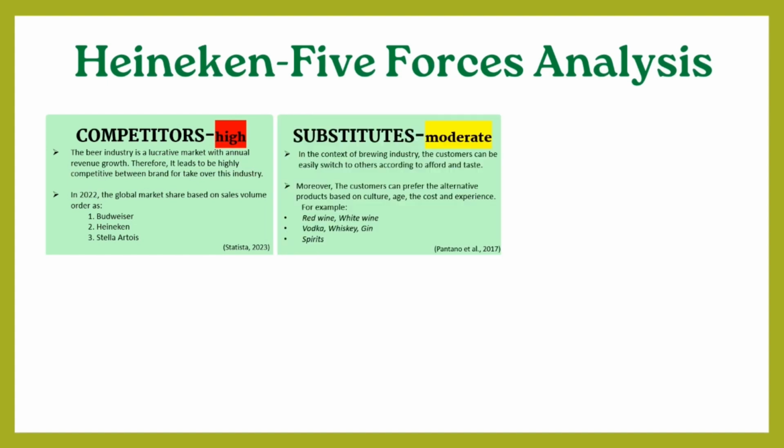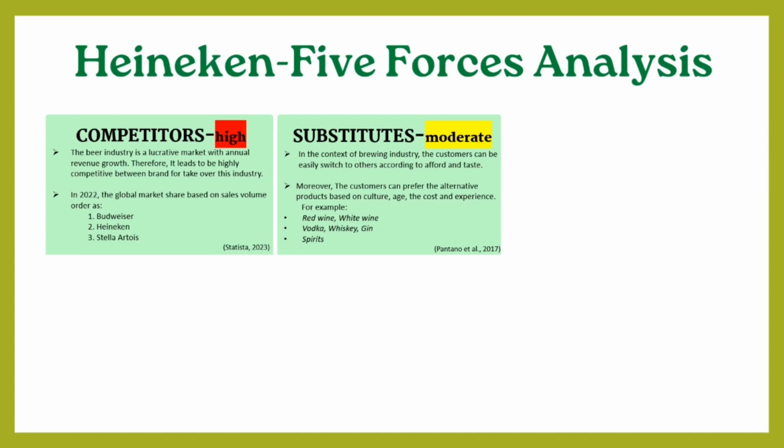Let's move on to the second element, which is substitutes. In the context of the brewing industry, the customer can easily switch to others according to preference and taste. Moreover, the customer can prefer alternative products based on culture, cost, and experience. For example, in Europe, people prefer to drink wine at dinner more than beer. Or when men get older, or they get higher income, they prefer vodka, whiskey, or gin for their hangover time. And women would prefer spirits' taste more than beer.